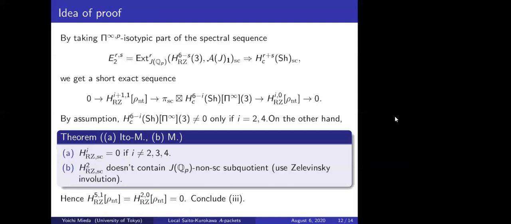So if i is equal to 2, then this is the fourth cohomology of similar parity, and this vanishes. So this one and this one are isomorphic. And we know this cohomology group by global Langlands, so we can determine this cohomology. The case i equal to 2 is similar by using this one. This concludes the proof of the theorem.